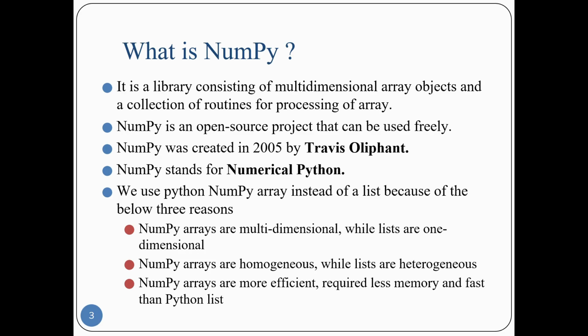NumPy aims to provide an array object that is up to 50x faster than a traditional Python list. The array object in NumPy is called ndarray.